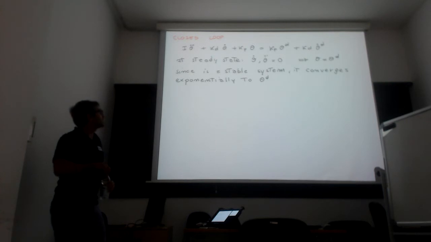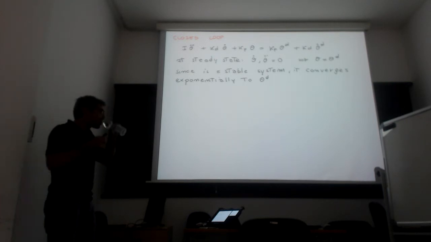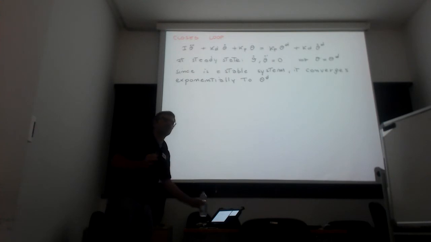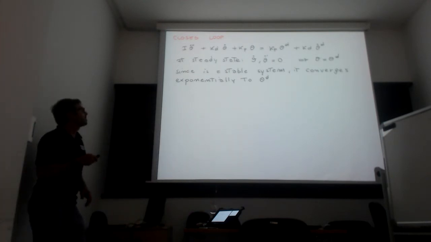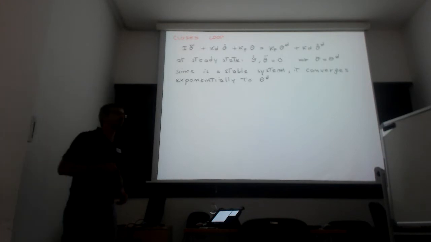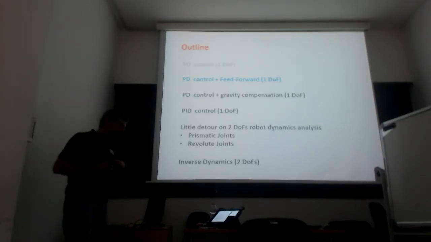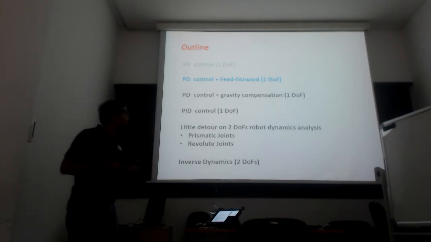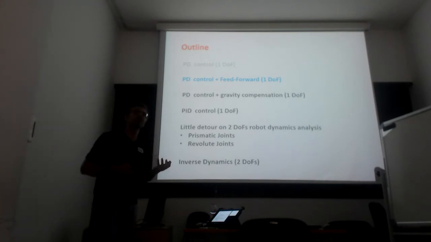And the system is stable, because we are using the spring and damper, and we said that the system is stable as long as they are positive, because if you put a negative damper, it's unstable. It means it converges exponentially to the mean. But apart from the steady state, we can have some tracking errors during the transient.